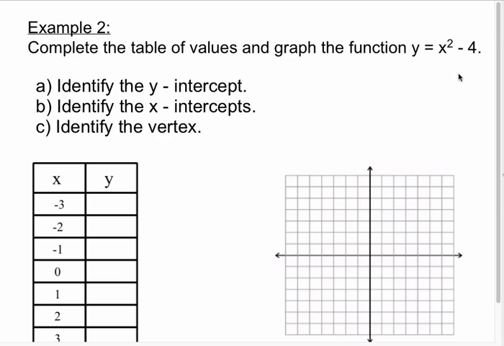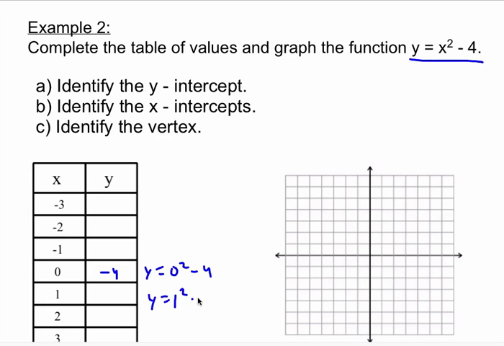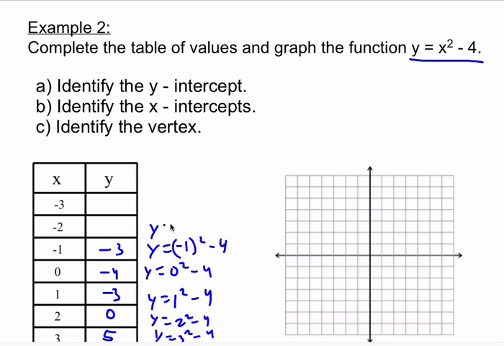So we have y equals x squared minus 4. And I'm going to start with 0 again. So this is y equals 0 squared minus 4, which is negative 4. Y equals 1 squared minus 4, which is 1 minus 4, negative 3, and then we have 2 squared minus 4 is 4 minus 4 is 0, and then 3 squared minus 4 is 9 minus 4, which is 5. And then here we're going to get negative 1 squared minus 4, which is negative 3, and at this point we're going to see some symmetry again.